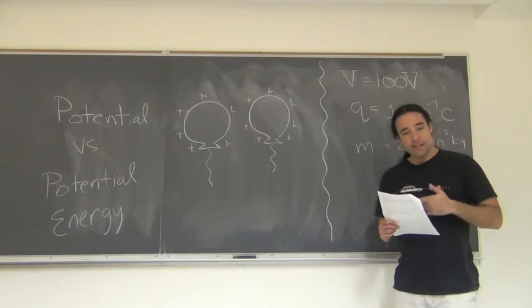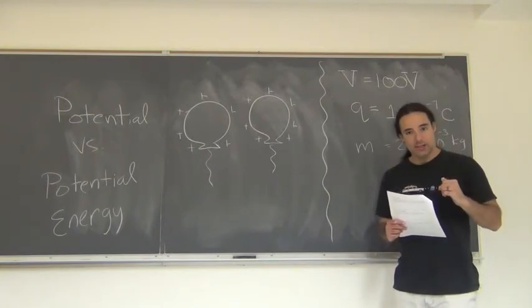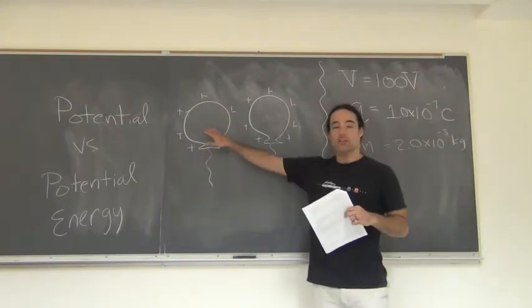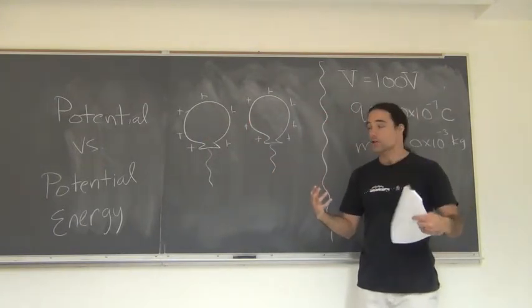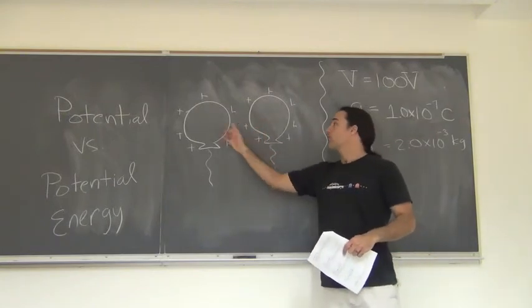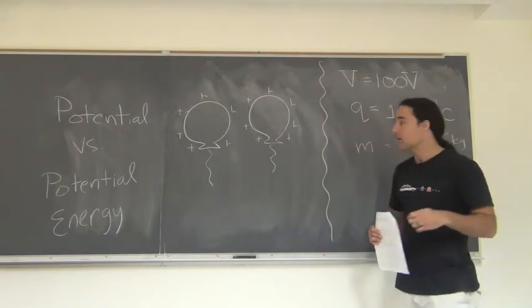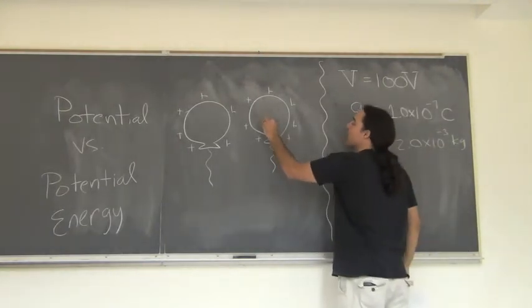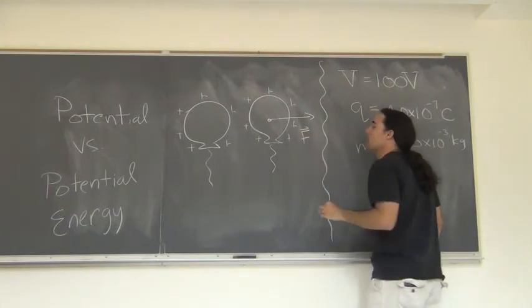To illustrate the difference between potential and potential energy, I think it's good to have an example. Say you take some birthday party balloons, you rub them on your head, and they get statically charged up. Say you do it twice, and then I put one balloon next to the other balloon. Well, it should be clear that this balloon is going to be repelled to the right. It's going to feel some force.